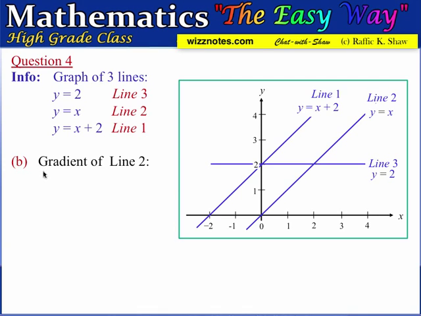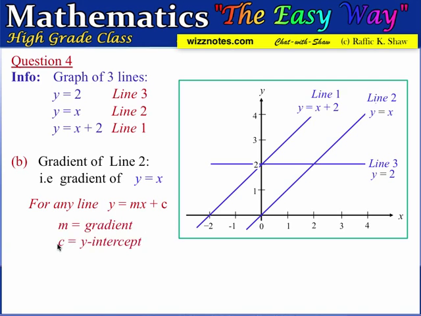And now we are asked to show that the gradient of line 2 is equal to 1. That's what part B is asking us, to show that the gradient of this line, y equals x, is equal to 1. Remember, for any line y equals mx plus c, m is the gradient and c is the y-axis intercept. Since line 2 has the equation y equals x, the constant m would be equal to 1. And so the gradient of this line y equals x is equal to 1.